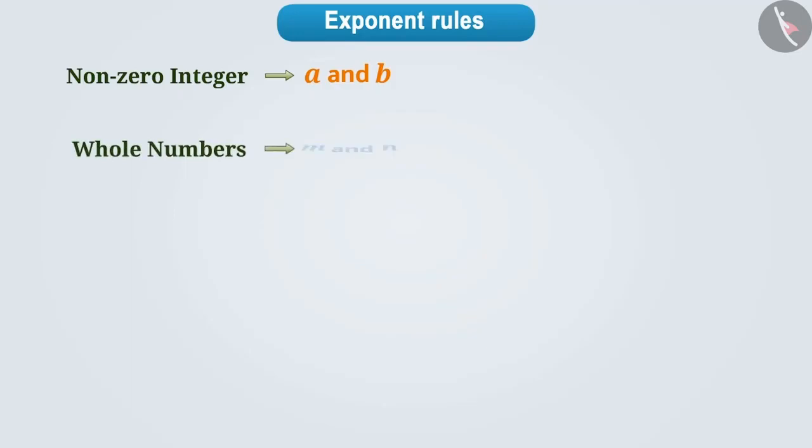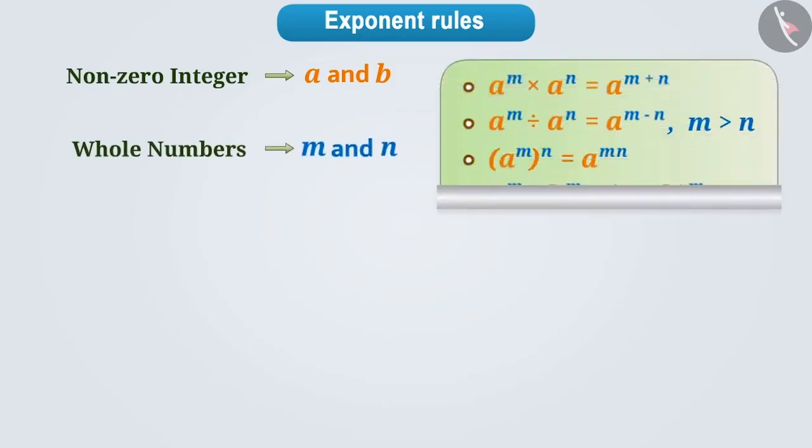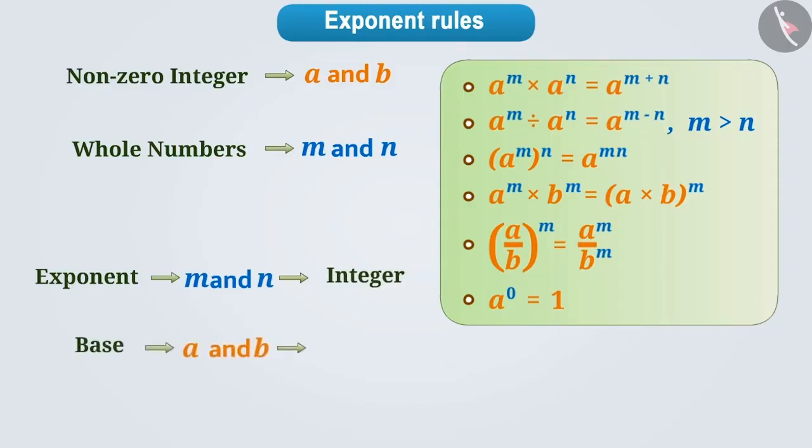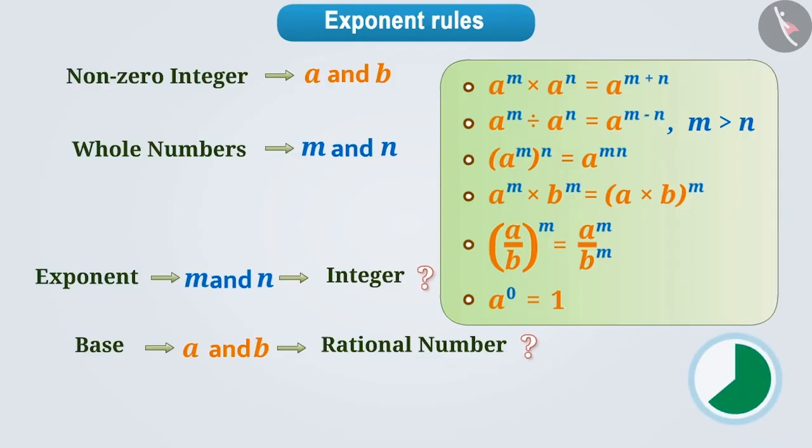In the previous class, we learnt that for non-zero integers a and b and whole numbers m and n, the following rules apply. Just think, will this rule also apply to numbers whose exponents are an integer and the base is a rational number? Think a little.